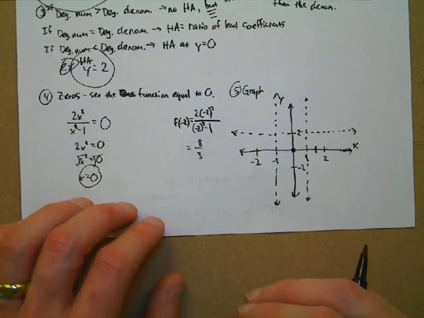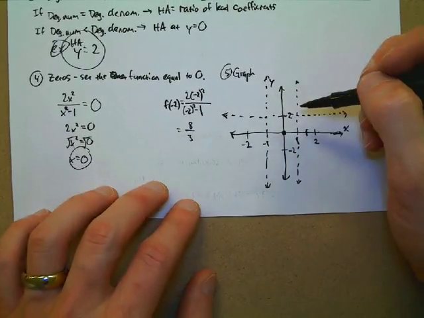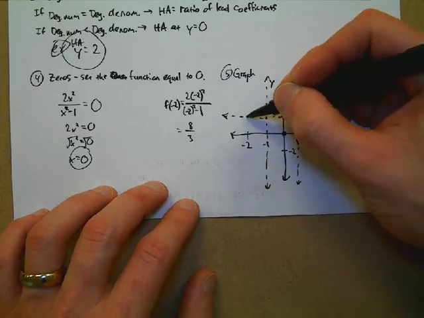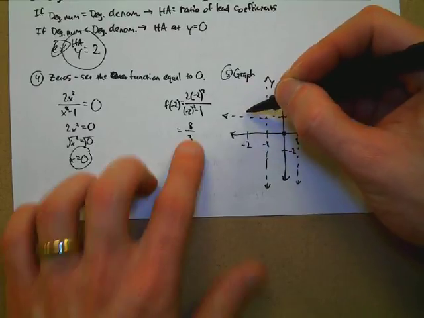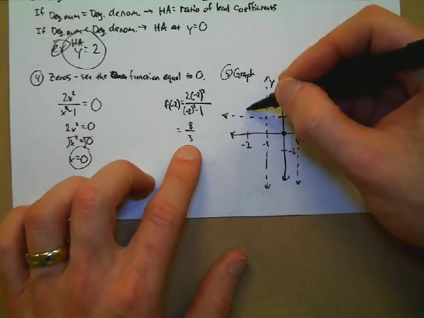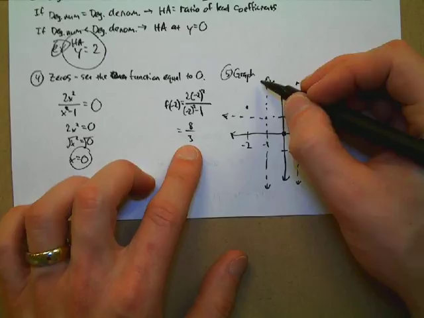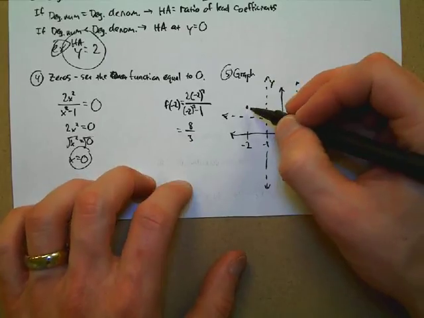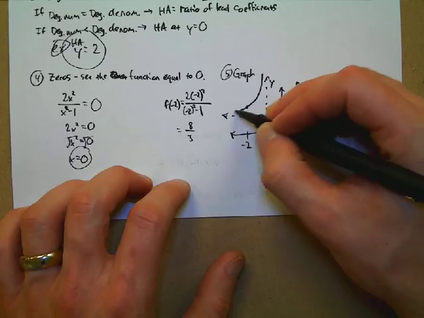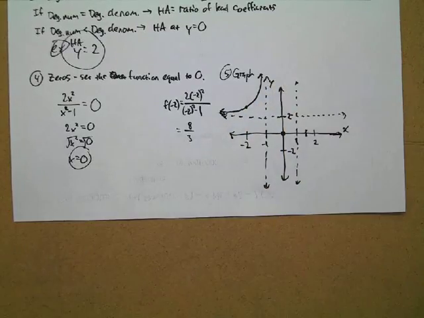Because I have this one point here, I know that my graph's going to have to go something like this. I know it's got to go something like that, because it's just that one point. That's all I needed. And now between here, this is kind of a pain because we don't have any nice numbers left. We already picked 0, and the vertical asymptotes are at negative 1 and 1. So I have to pick something like 1/2 or negative 1/2.